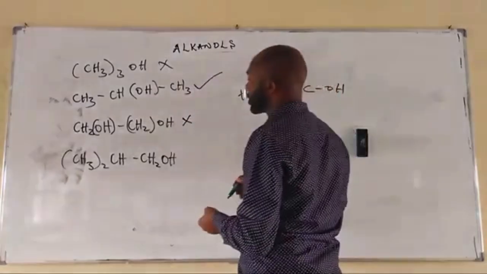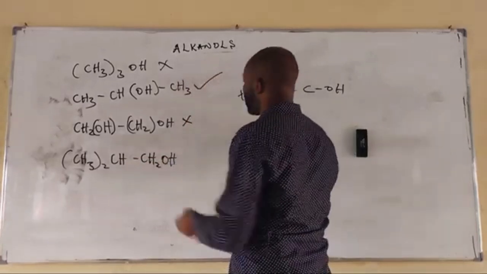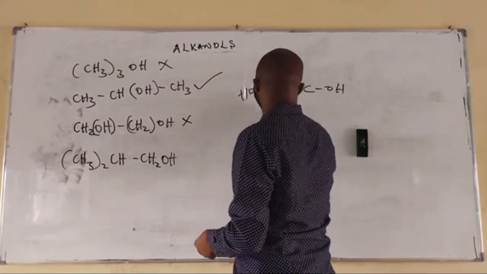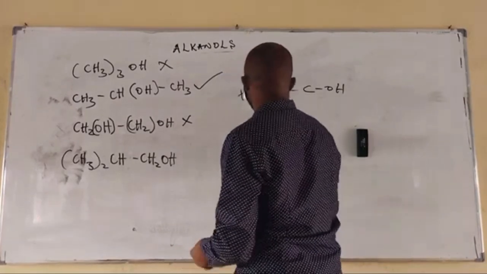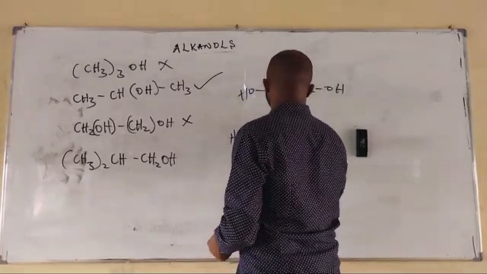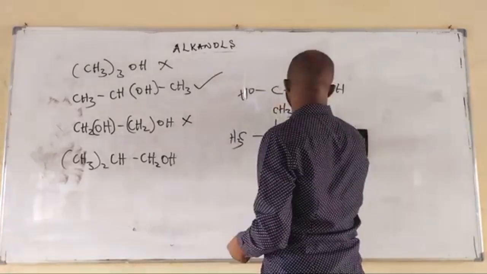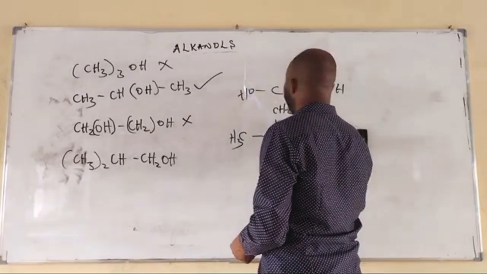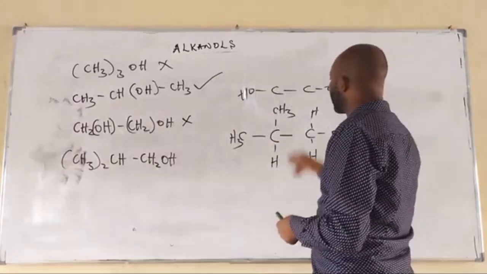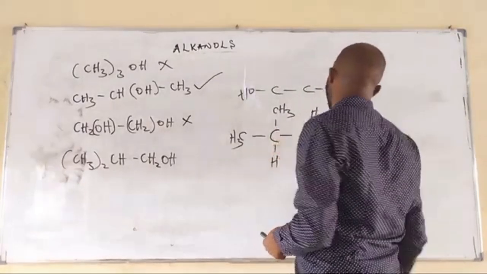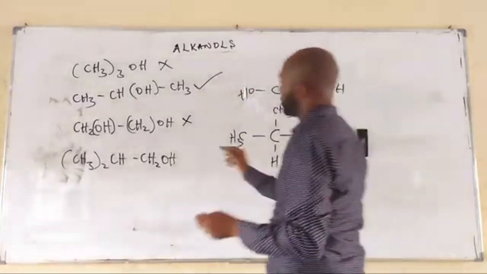And this one, CH3, there are 2 CH3 bonded to this. Good. So we have this carbon here having CH3, CH3, and hydrogen. Then it's bonded to another carbon having hydrogen, OH. This carbon is primary, this one is tertiary, and this one is primary. There's no secondary. So this is our correct answer.